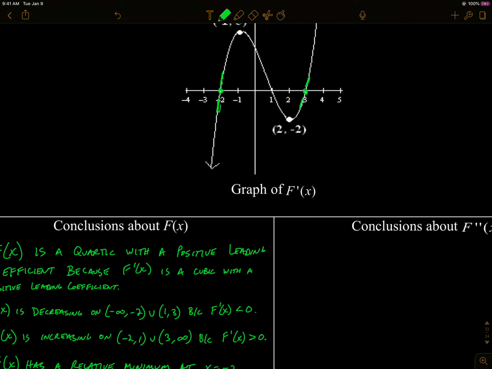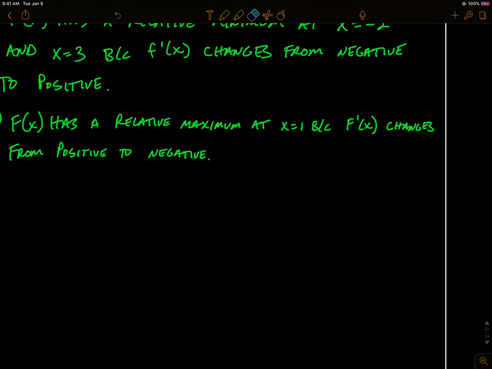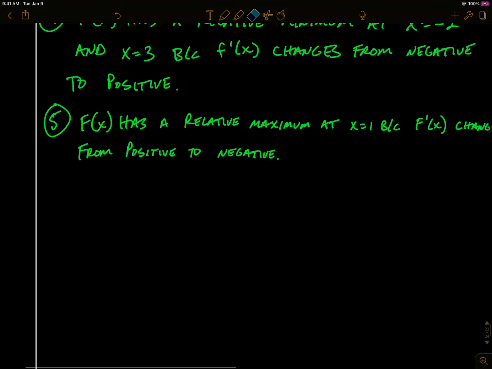All right, so that's a spot where the derivative is changing from positive to negative at x equals 1. So if the derivative changes from positive to negative, you know that you have a relative maximum.